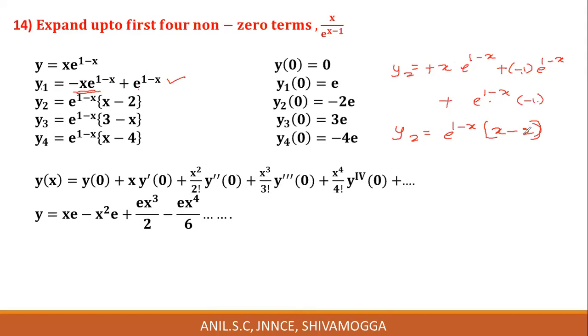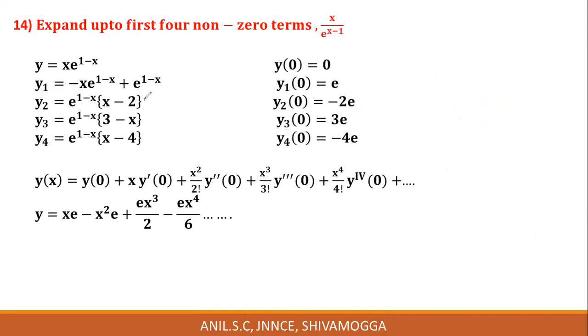Minus 1 minus 1 is minus 2. And here, as e power 1 minus x comes outside, we get x. That's what I have written here: e power 1 minus x into x minus 2. Now put x is equal to 0. When x is equal to 0, y2 of 0 is equal to e power 1 minus 0, that is e, into 0 minus 2, that is minus 2. Therefore, y2 of 0 is minus 2 into e.